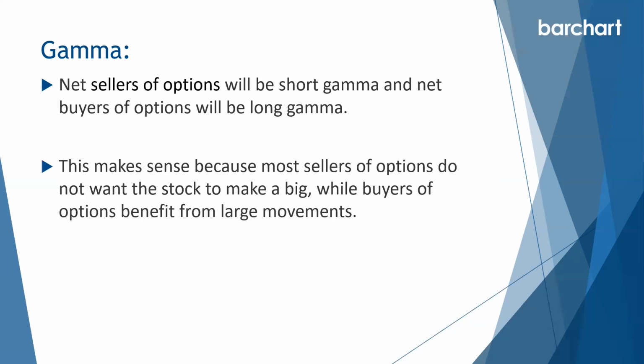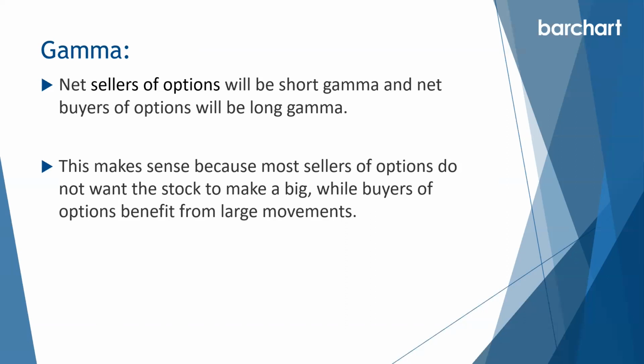This makes sense because most sellers of options do not want the stock to make a big move, while buyers of options benefit from large movements. So you think about someone selling an iron condor, they're selling options, they're going to have negative gamma. They don't want the stock to move too much. They want it to stay pretty steady. Same with if you're selling a short straddle or a short strangle, you don't want the stock to move around.